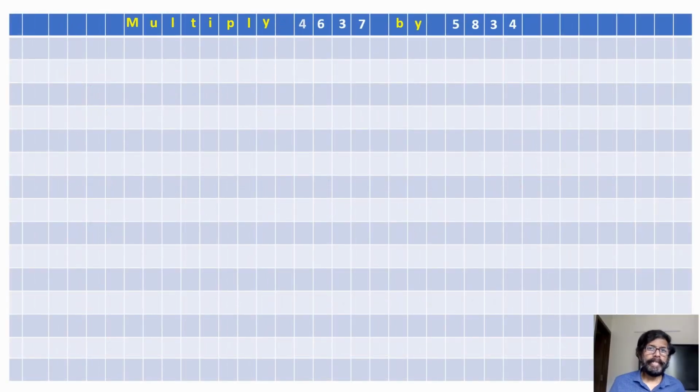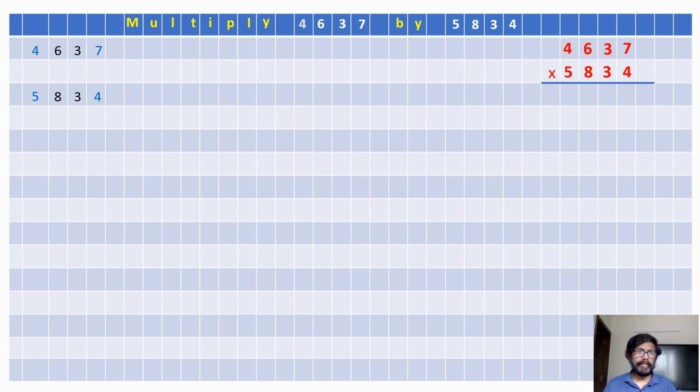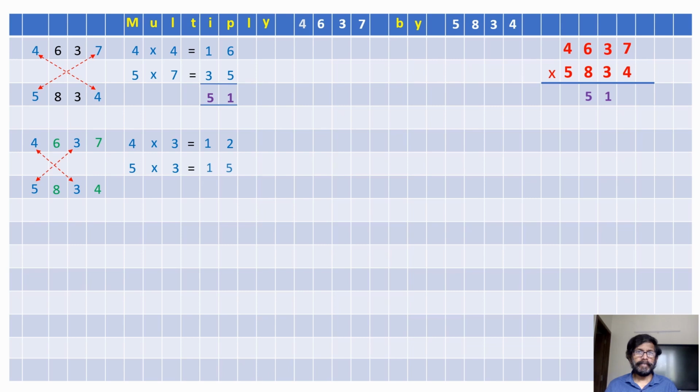Now let's look at how to multiply a 4-digit number by another 4-digit number. So we write the two numbers one below the other. The first step is to multiply the thousands digit by the ones digit. 4 times 4 plus 5 times 7, that's 16 plus 35, 51, and that's moved over here. Next step is the thousands digit by the tens digit. 4 times 3, 5 times 3, 12 and 15, 27.